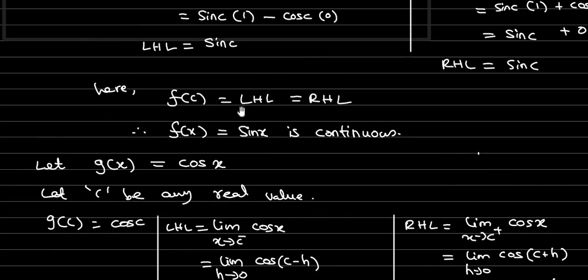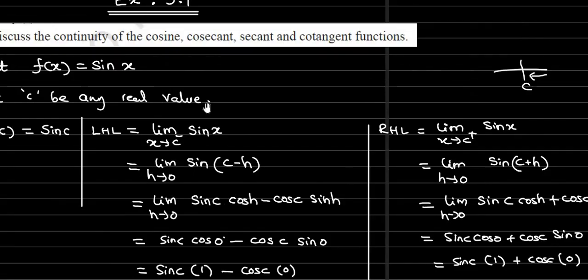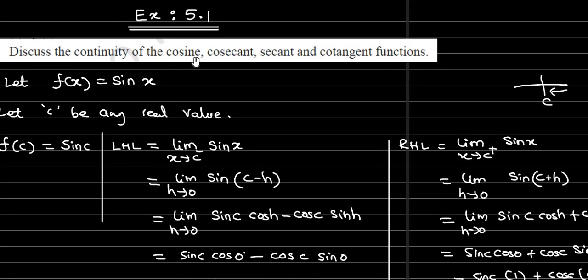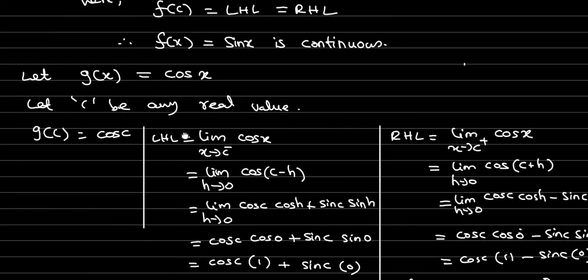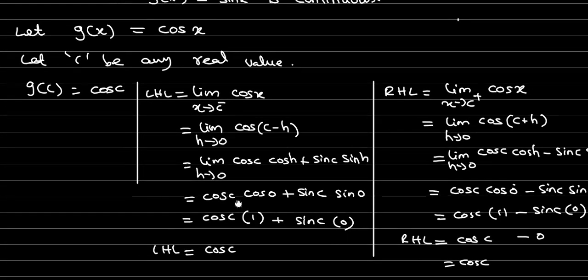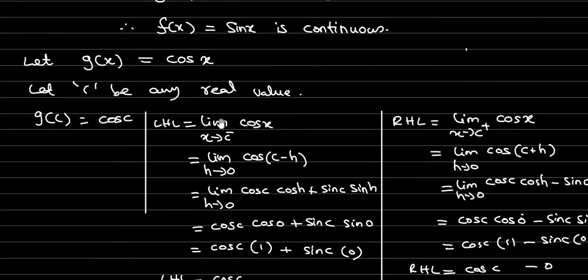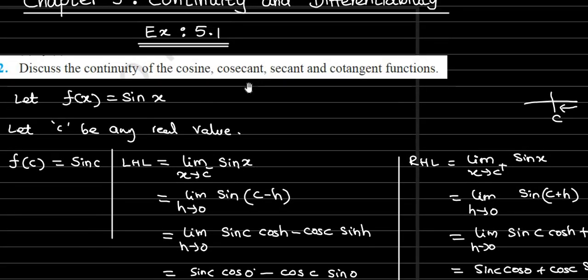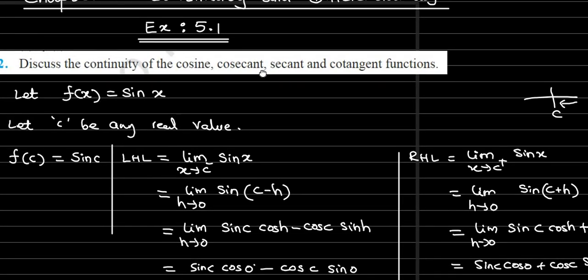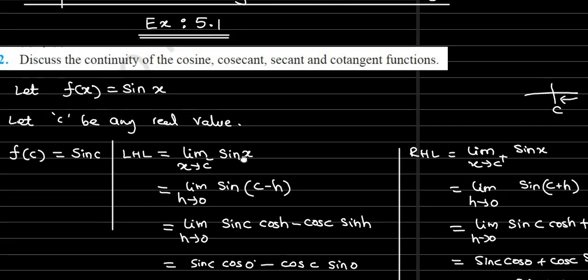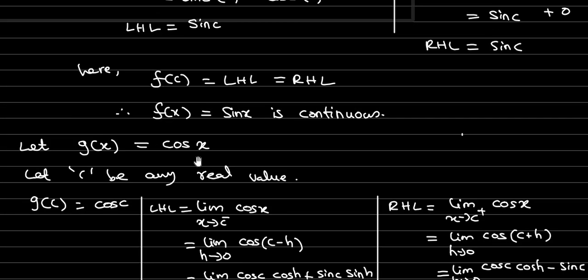Okay, now let's get back to the question. Here, discuss the continuity of cosine. So we have done that. In the second part, let g of x equal cos x, we have discussed the continuity of the cosine. Now we can move on to the next part, that is cosecant. Discuss the continuity for the cosecant. Cosecant is what? The inverse of the sine function.